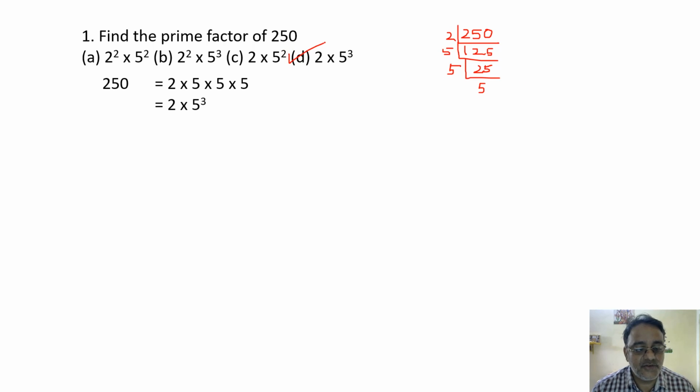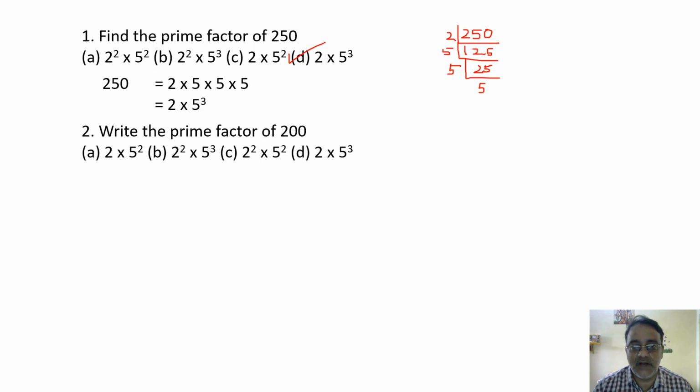So now the next question, write the prime factors of 200. So 200, 25 into 8, right? 25 into 8, that is 5 squared into 2 cubed.